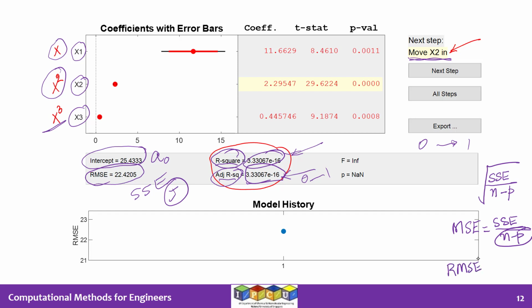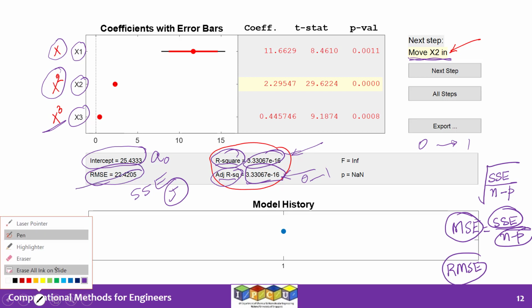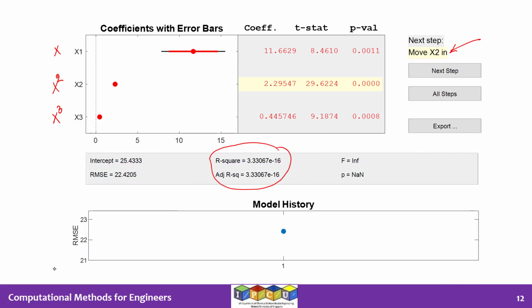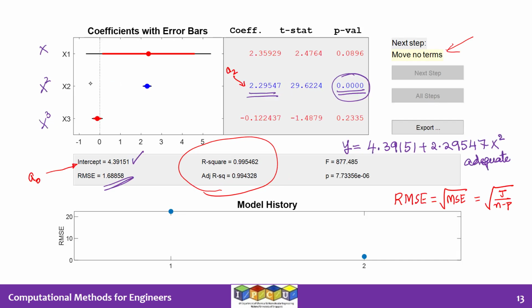So a small RMSE means a smaller MSE, which means a smaller SSE. So this is also one place that we need to look at. I just spoke about the things we look for in this graphics window. Now it says move X2 in. So what I'm going to do is take my cursor and click on this red dot related to X2. When I do that, you will see the following screen.